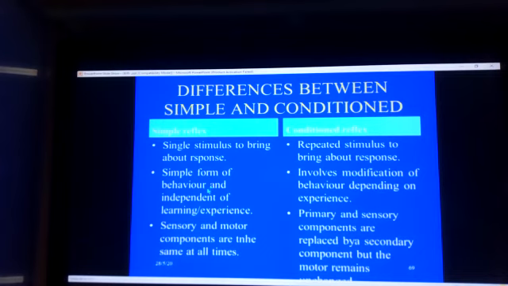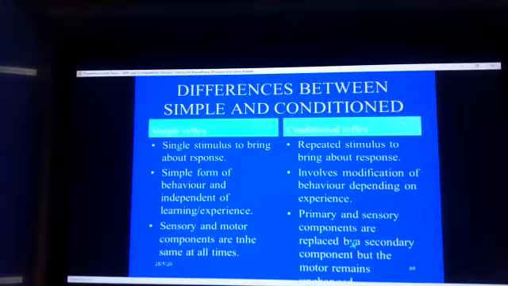Difference number two, simple reflex is a simple form of behavior and independent of learning or experience. But conditioned reflex actually involves modification of behavior depending on experience. Number three, in simple reflex, sensory and motor components are the same at all times. That is, sensory neurons and motor neurons are all the same because they pick the same type of impulse and bring about the same type of response respectively. And lastly, in conditioned reflex, the primary sensory component is replaced by a secondary component, but the motor component remains the same.